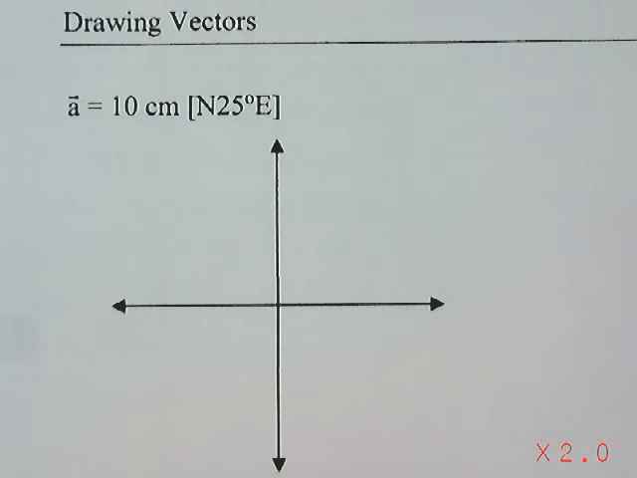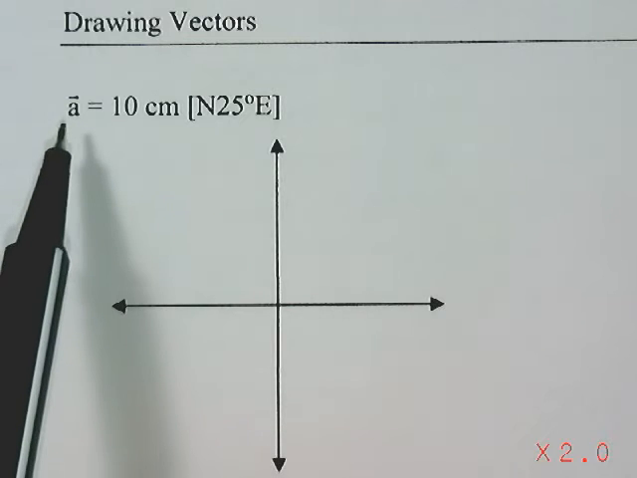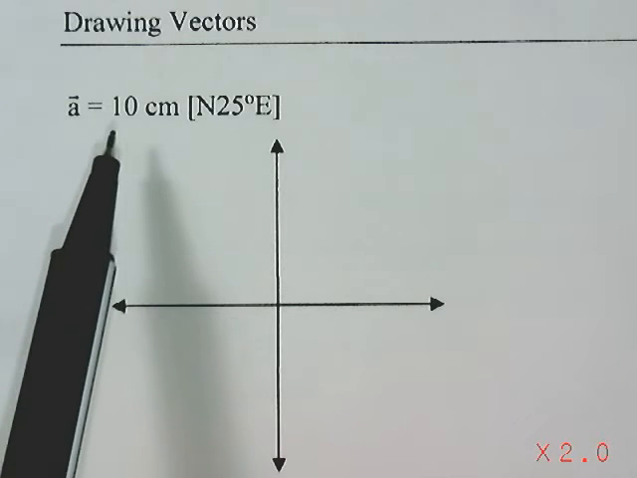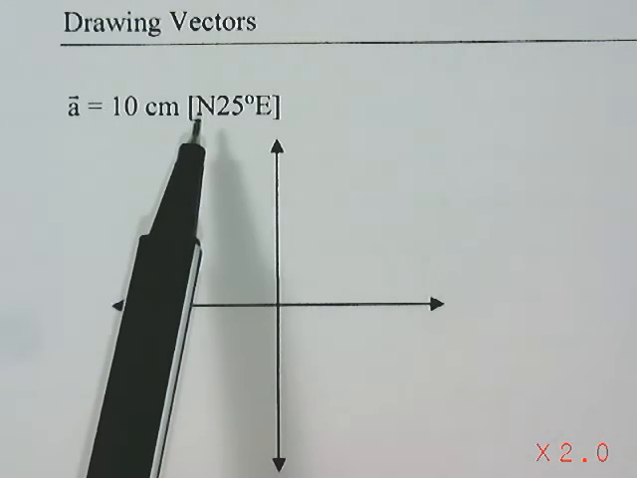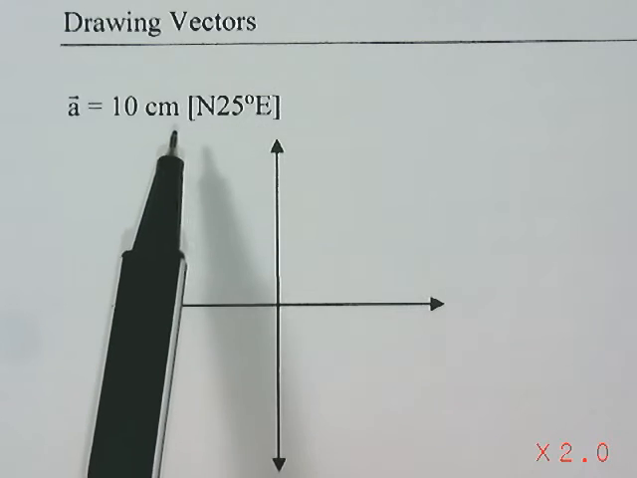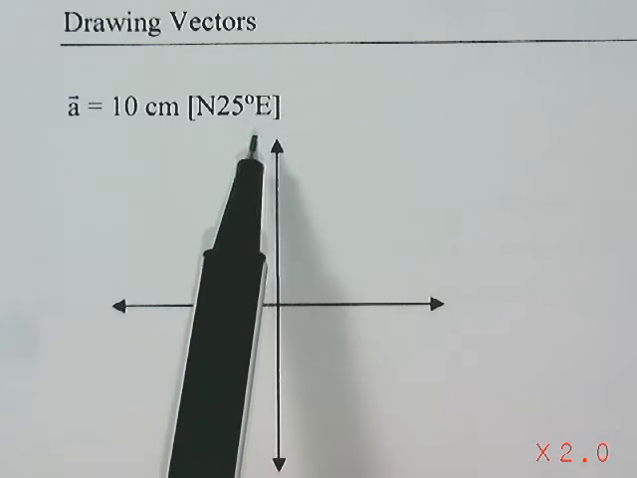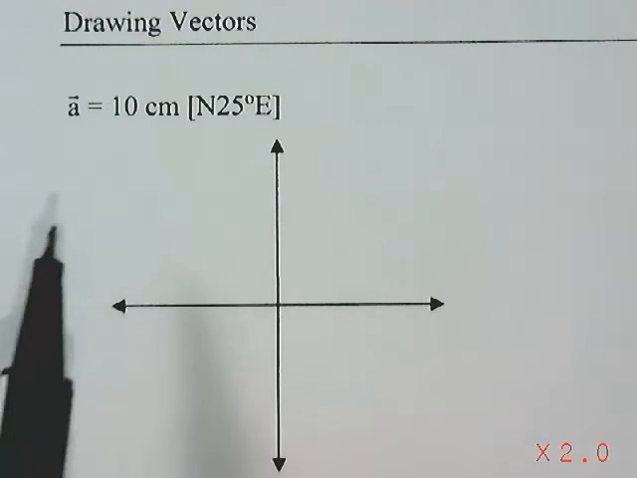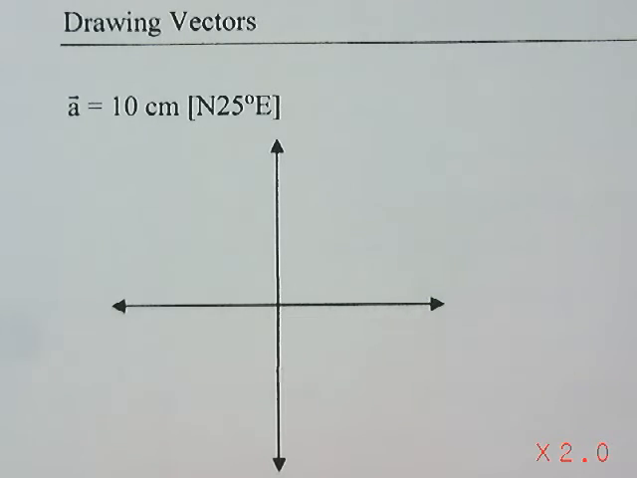This is the third part of our video on Introduction to Vectors. In this part, we are going to talk about how to draw a vector. What we would like to do is draw vector A, which is 10 centimeters, N 25 degrees E. The N stands for north, the E stands for east. So this is north 25 degrees east.